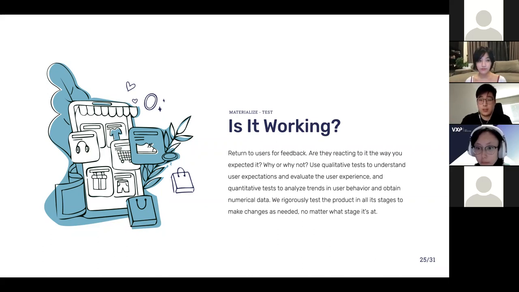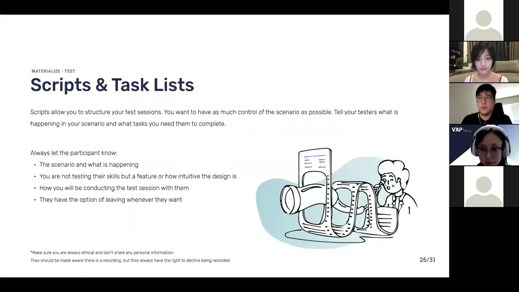So from frames to mockups to prototypes, we want to see how people are reacting to it and make changes as needed, no matter what stage they're at. When we do user testing, you always want to have as much control of the scenario as possible. This is why we make a script, because it allows us to structure what we want to do, tell our users what they'll be doing, and plan out exactly the tasks that they'll be doing.